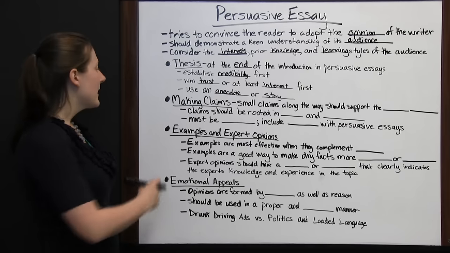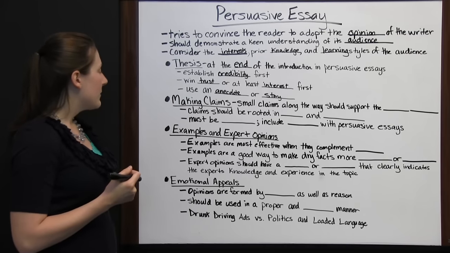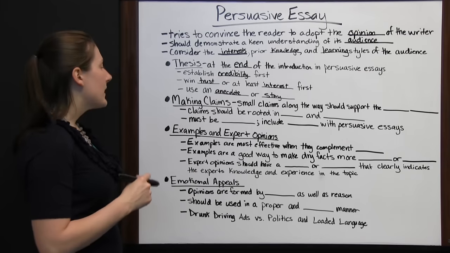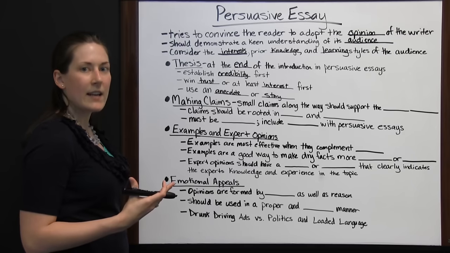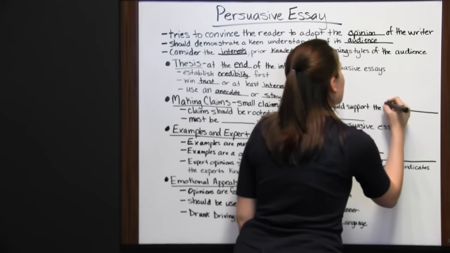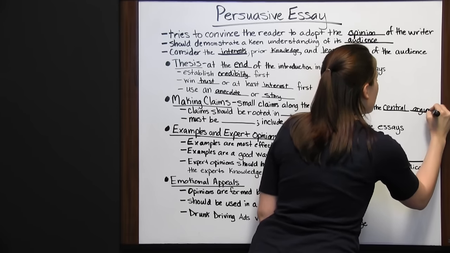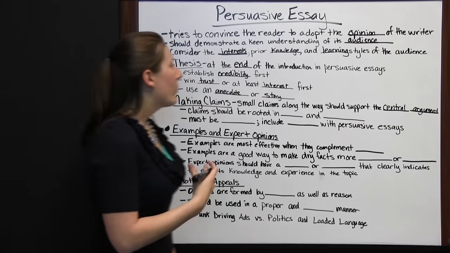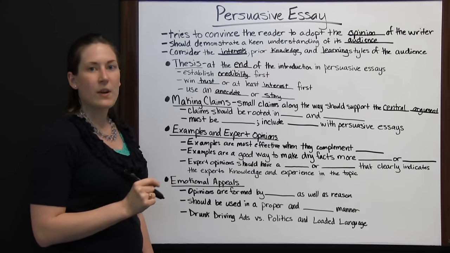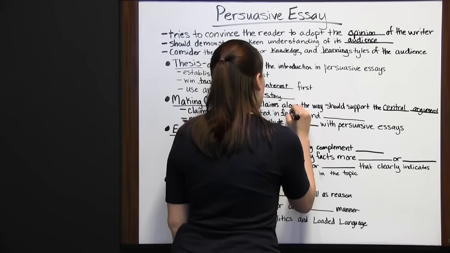Now, once you've established your thesis, there are several ways that you can develop it, but we're going to discuss three different persuasive essay techniques today. One is making claims. You're going to give lots of supporting ideas to your main argument, so you should have small claims along the way that support the central argument. You make one big claim at the beginning when you tell people what it is you're writing about, what it is you're trying to convince them of, but you're going to make several small claims along the way that support that central argument. Claims should be rooted in fact and observation.